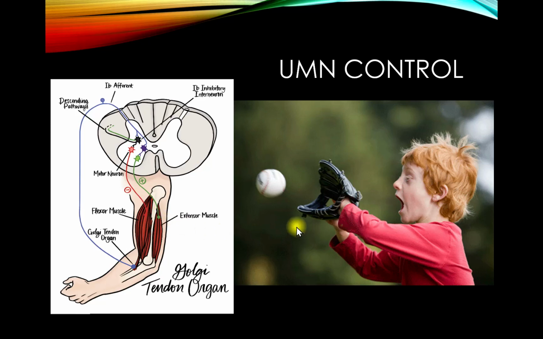And again, we do that all the time. If you're catching a ball, you're activating agonists and antagonists simultaneously. And for that very fine ability of your upper motor neurons to precisely control movement, we need these kind of loops that they can manipulate.